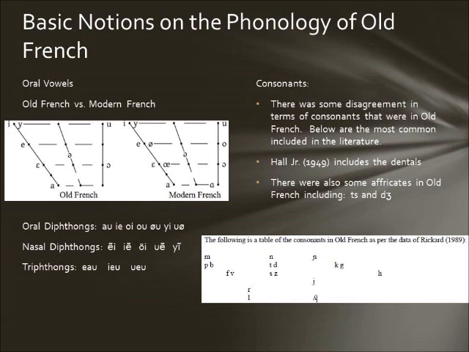There are also a few sounds that exist in modern French that didn't exist in Old French. And if we look at the consonants, there is some disagreement about the consonants that were used in Old French. Some literature included some consonants, and some authors didn't include others. So Hall Jr. 1949 includes the dentals, but other people didn't include the dentals in words. And there were some affricates also found in Old French, and that included ts, and that included j.